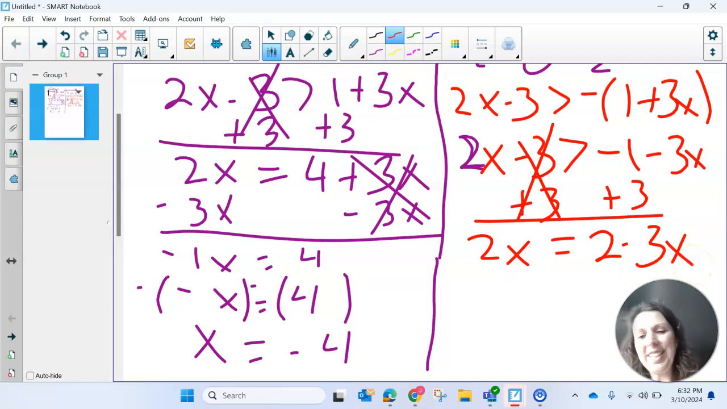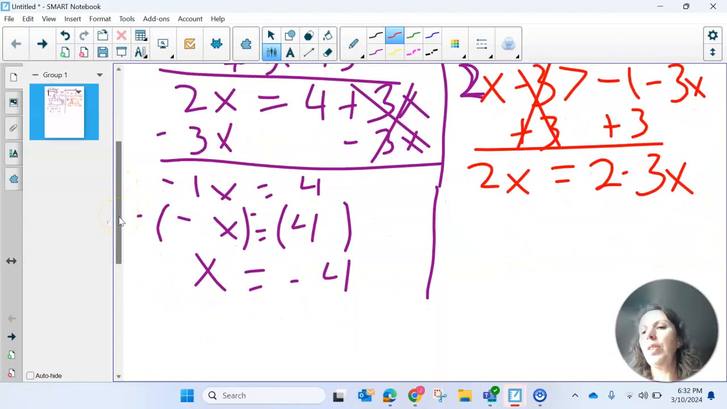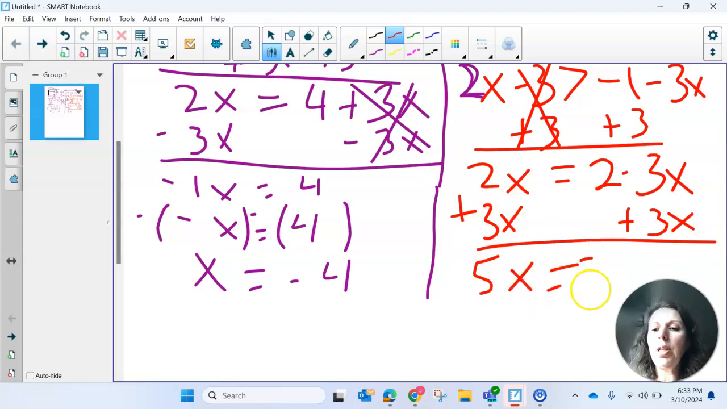I heard you. Yes. You guys are answering my questions before I even ask it. What's the next step? Yes, we need to get rid of that 3x by adding it this time because we need to do the inverse subtraction, which is adding. So we're left with 5x equals 2.